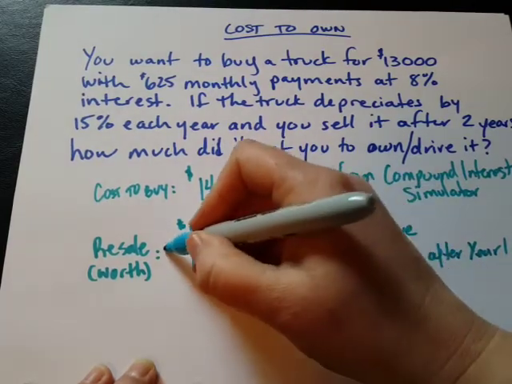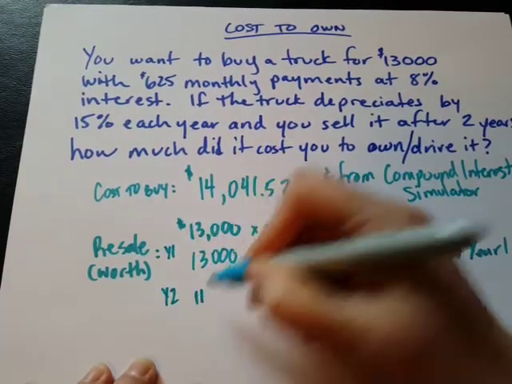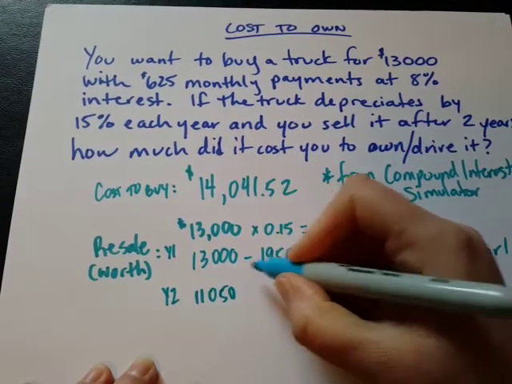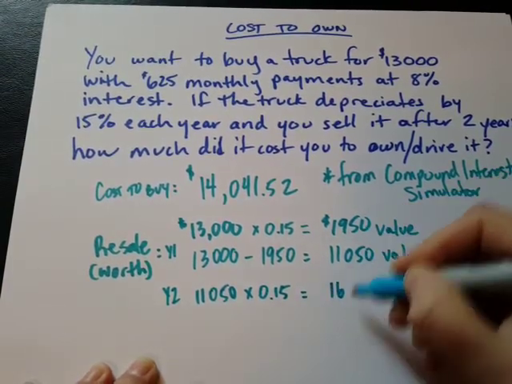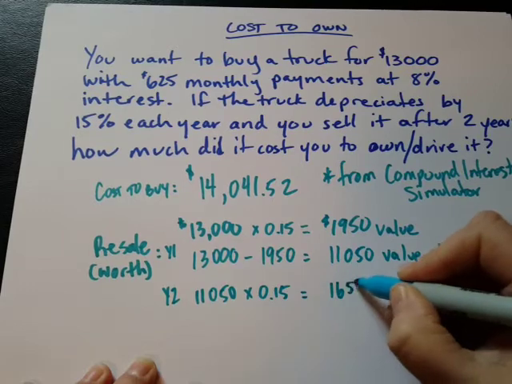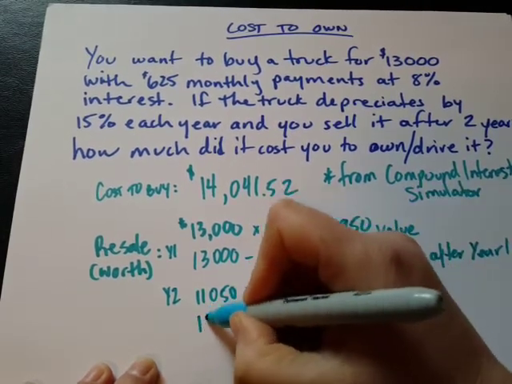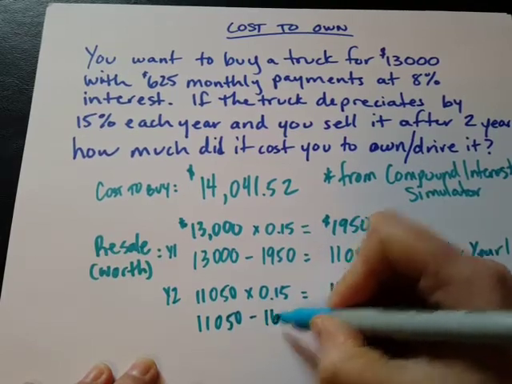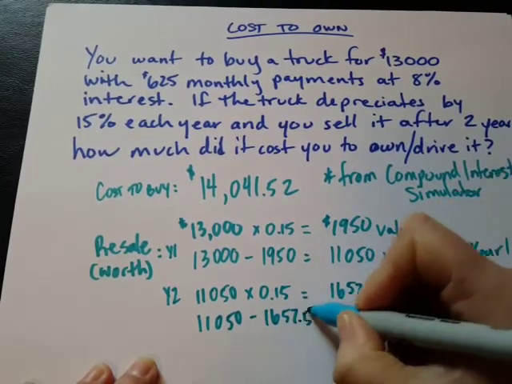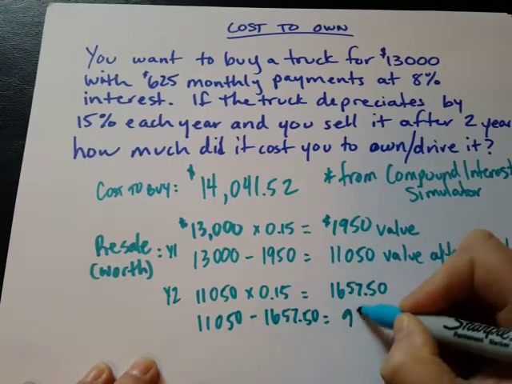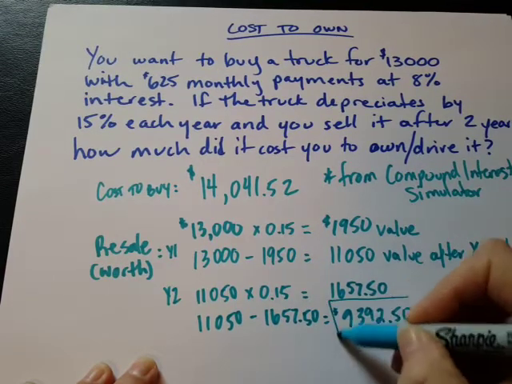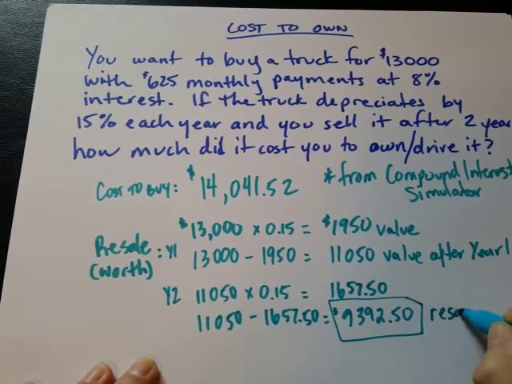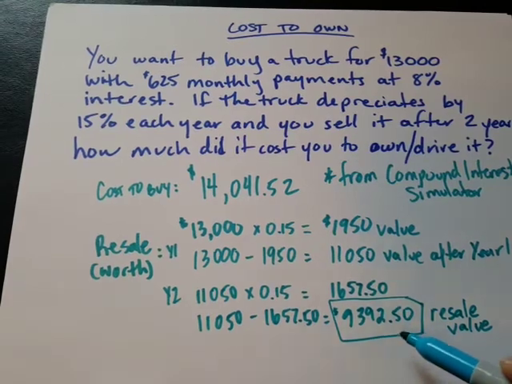Now we're going to go into year 2. And the truck is now worth $11,050. We'll find out what is 15% of that. So it's not that every year it's going to go down by $1,950. So every year it'll be a little bit different. So at the end of year 2, this is sort of the resale value. So if we want to sell that truck, we could get $9,000 for it.